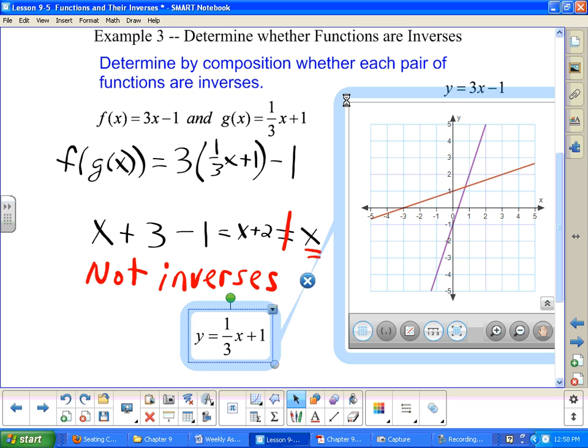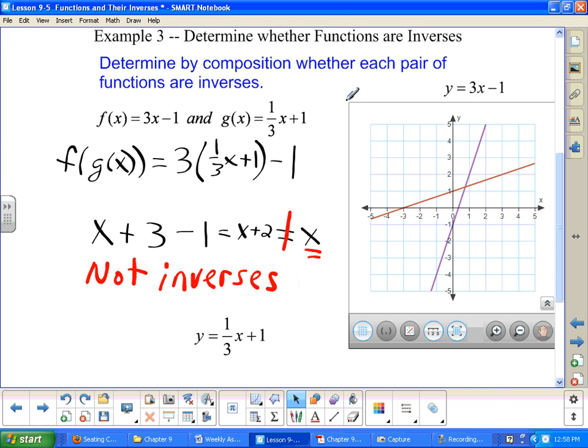Now, if those are inverses, then they're reflections over the line y equals x, right? Which means that they will intersect on the line y equals x. So notice where they intersect.